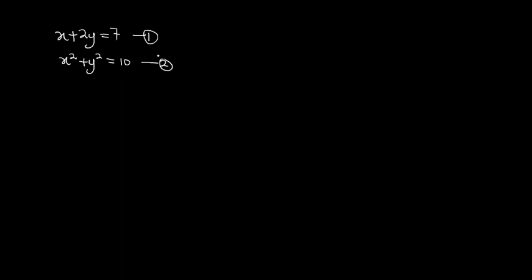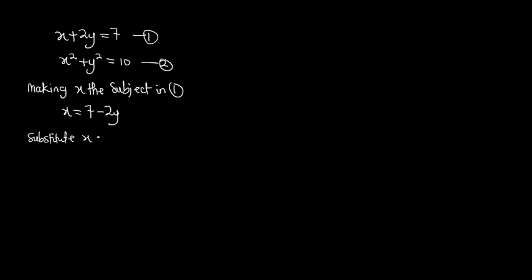Right, so from here, using the substitution method, the first thing we do is to make one of the variables the subject, and I will do that by making x the subject in equation 1. So if I make x the subject over here, I'm going to have x is equal to 7, then I bring the 2y to the other side of the equal to sign, it becomes minus 2y. So from here, I'll say substitute x into equation 2.